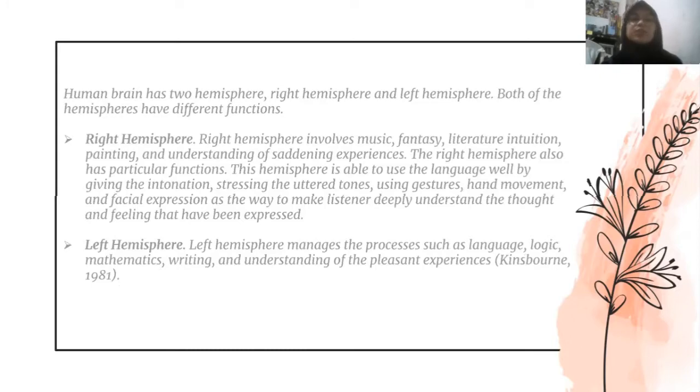The human brain has two hemispheres, the right hemisphere and the left hemisphere. Both hemispheres have different functions. The right hemisphere involves music, fantasy, literature, intuition, painting, and understanding of past experiences. The right hemisphere also has particular functions.